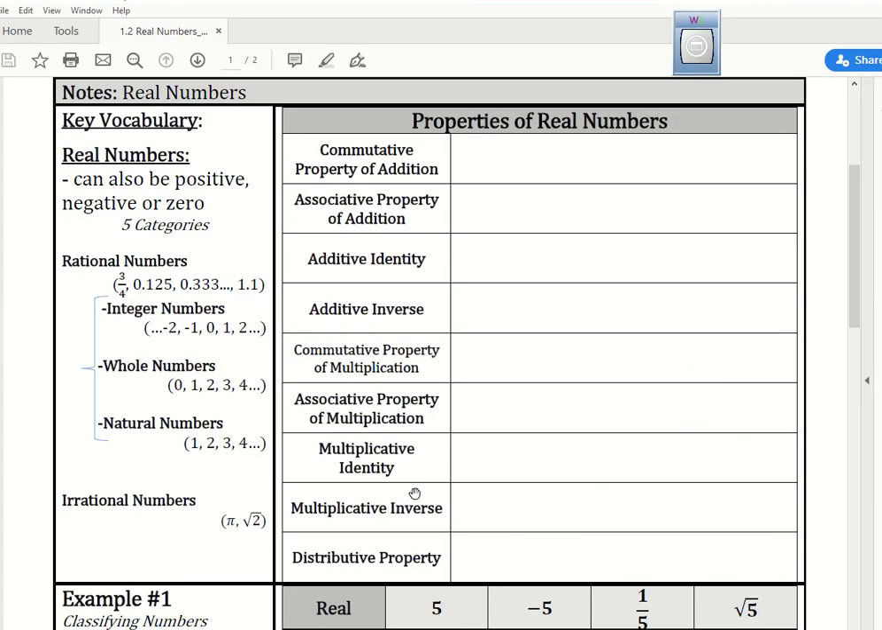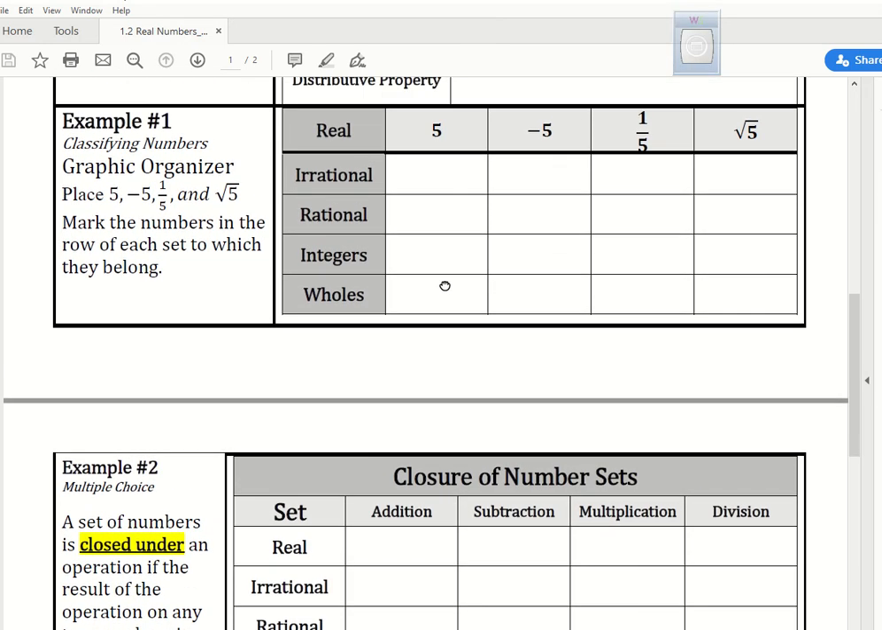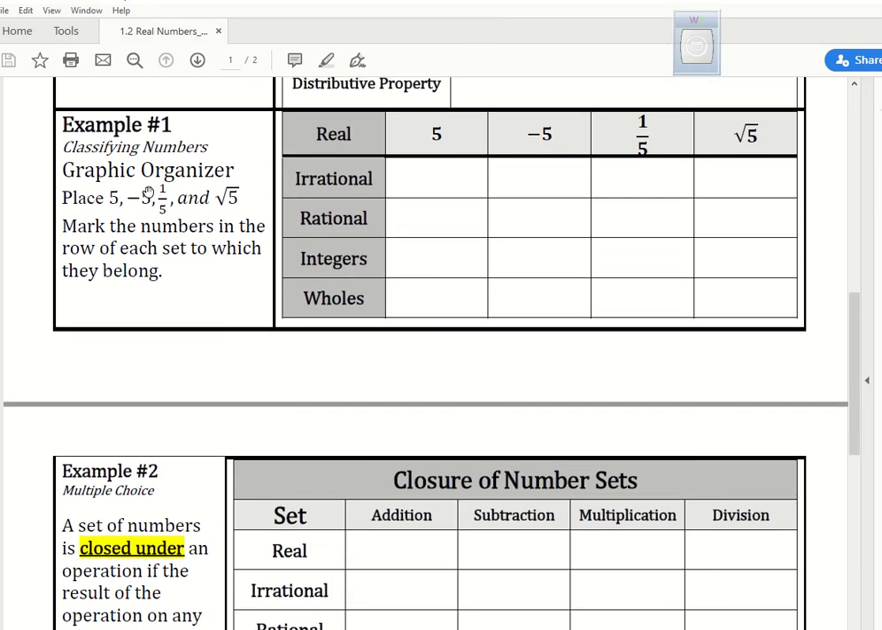All right, let's look at example 1. Classifying numbers, we have a graphic organizer here. So place 5, -5, 1/5 and the square root of 5. We're going to mark which sets they belong to. Remember, something can belong to multiple sets. This goes back to what we did in 1.1 notes.